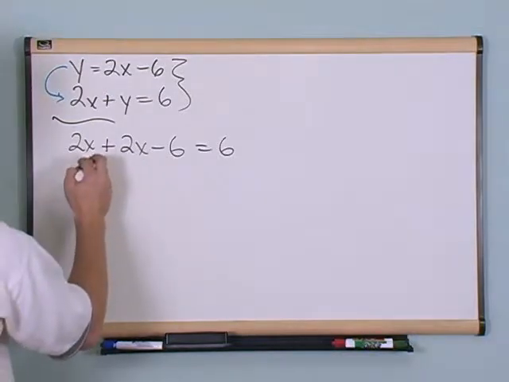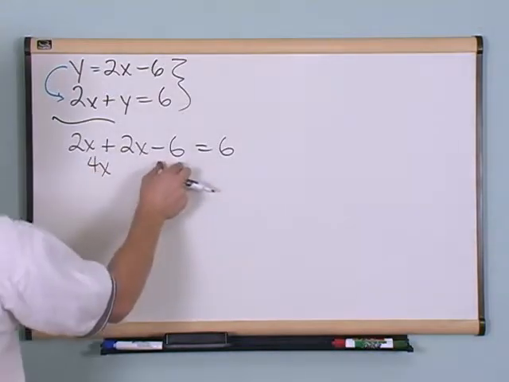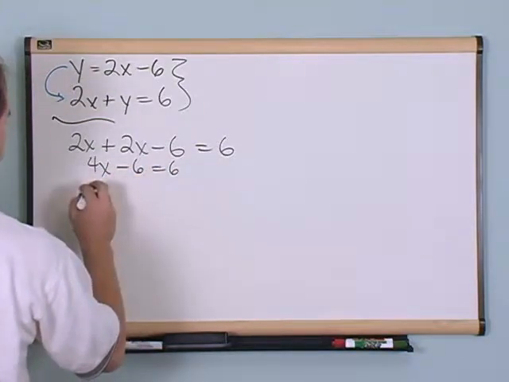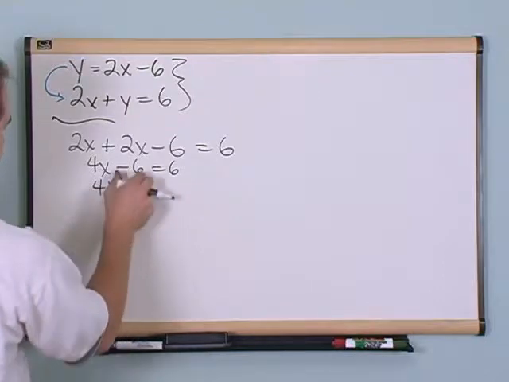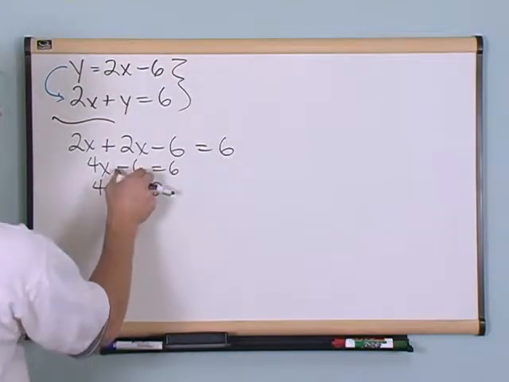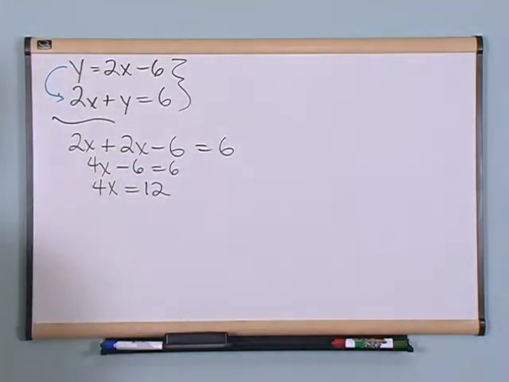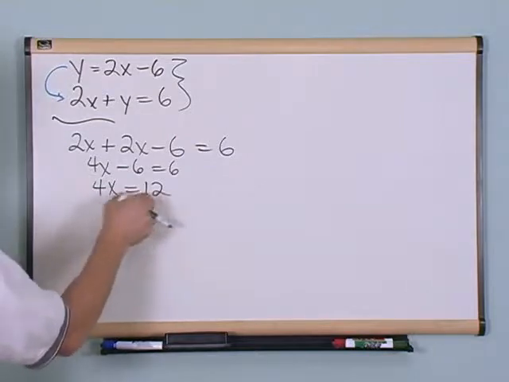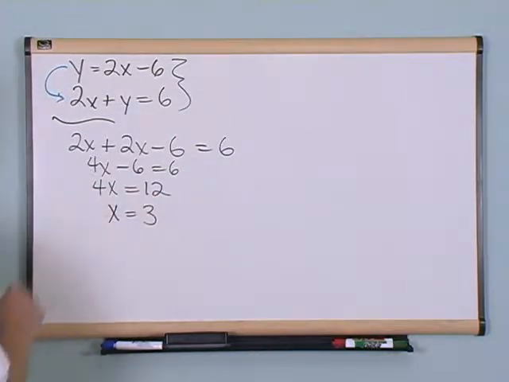2x plus 2x is 4x. And I can say 4x minus 6 equals 6, and just keep on working. 4x, and I can move this 6 over here by adding it. It is equal to 12, because I can add 6 to both sides. 6 plus 6 is 12. Of course, x in this case is going to be equal to 3 because I'm going to divide both sides by 4. 12 divided by 4 is 3.